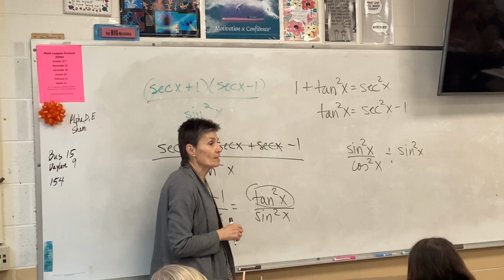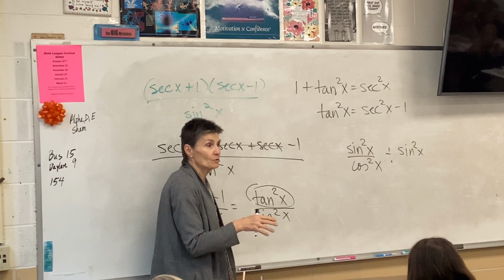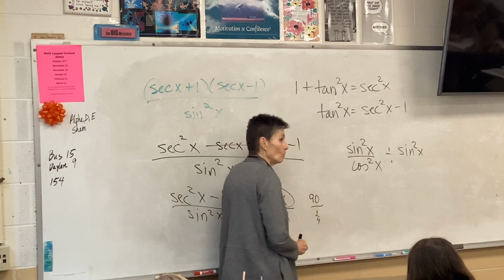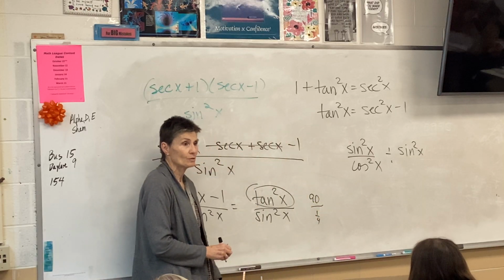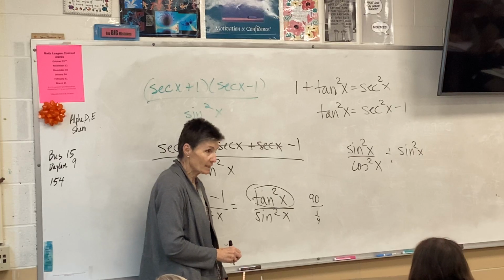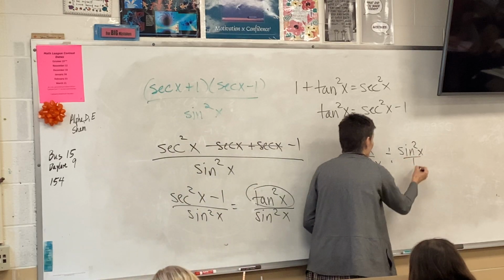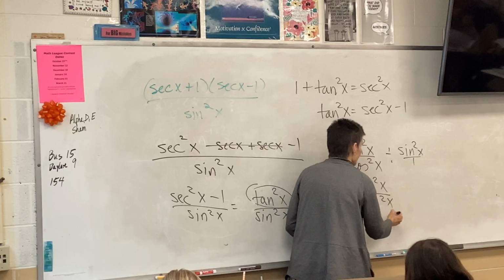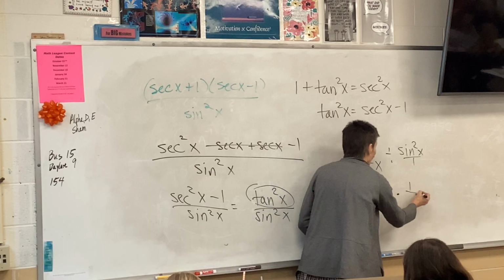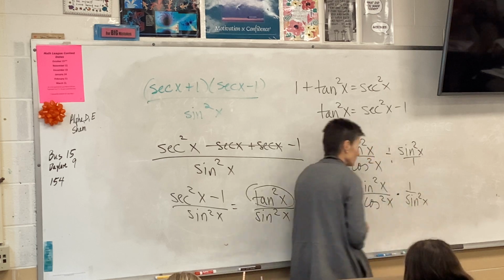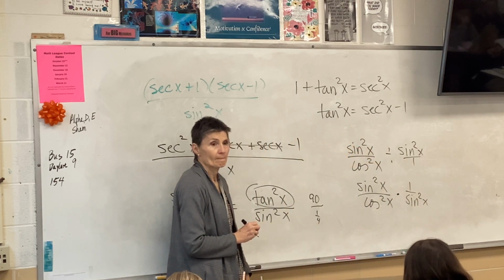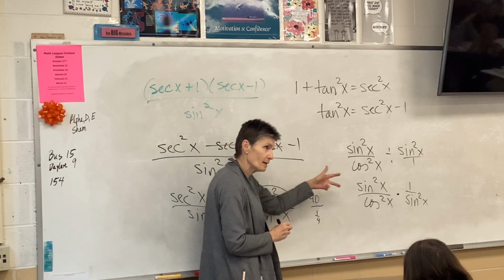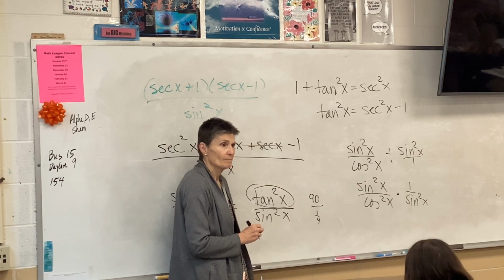How do I divide by fractions? You had to do it on your test. You had to take something like 90 and divide it by a 4. What did you do? Instead of dividing it, you turned it into a multiplication. So I'm going to rewrite this problem as sine squared over cosine squared times 1 over sine squared. What's going to happen? I'm multiplying them now.